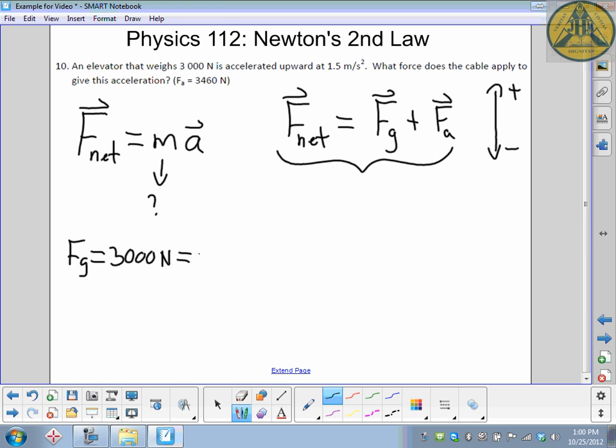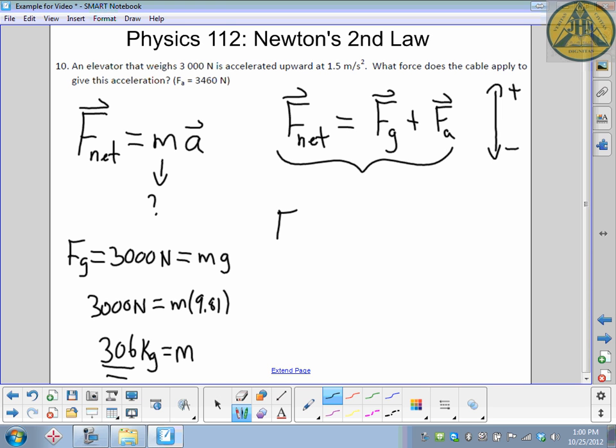Remember, that is the mass times the acceleration due to gravity. So 3,000 newtons, the object's weight, equals the mass, which we're trying to figure out, times 9.81. So dividing both sides, we get 306, just round it up to that, kilograms as the mass. So the mass of this object is 306 kilograms.